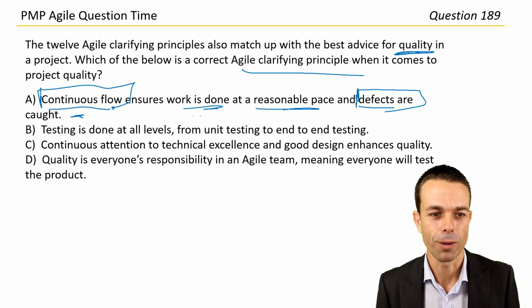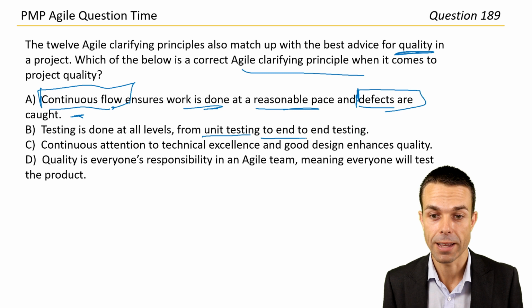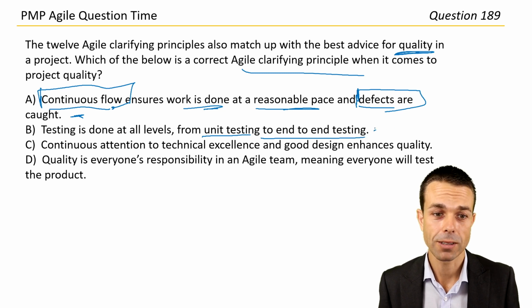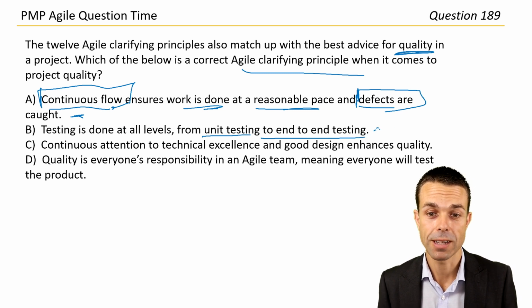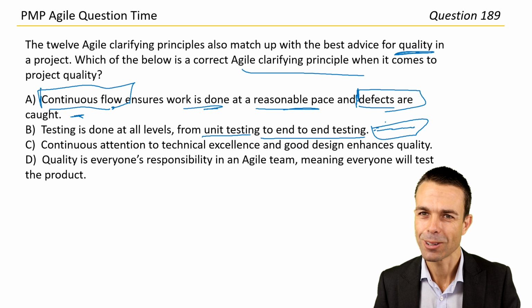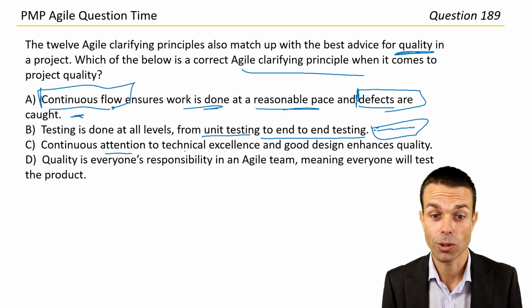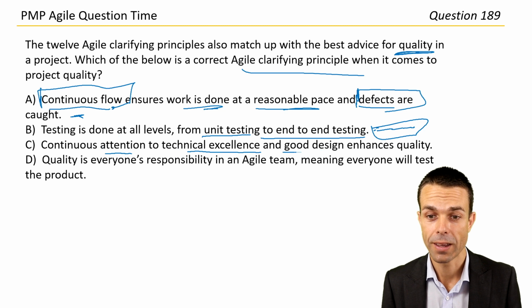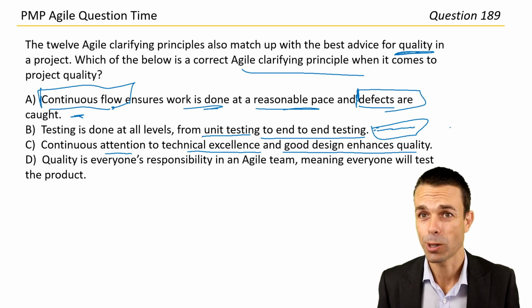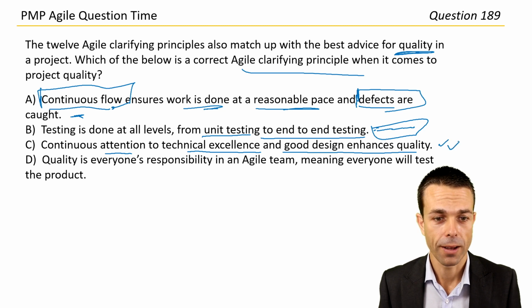So let's see what else we've got. Testing is done at all levels, from unit testing to end-to-end testing. That's also a correct statement. We do want that in an Agile team. But it's not a broad statement, though. It's more like into the nitty-gritty. Oh gosh, this is a pretty tough one. Okay, continuous attention to technical excellence and good design enhances quality. That's also a correct statement. So we definitely want that as well.